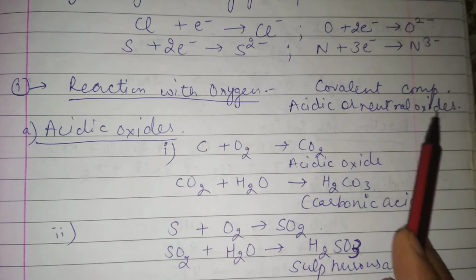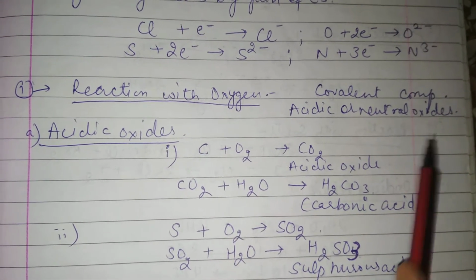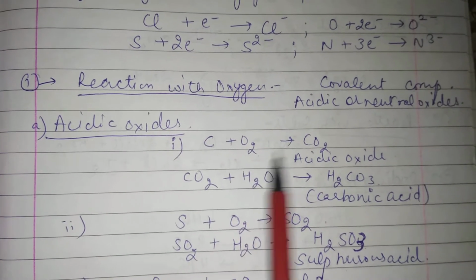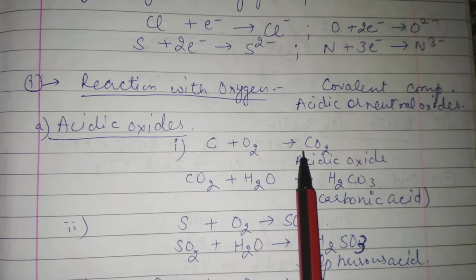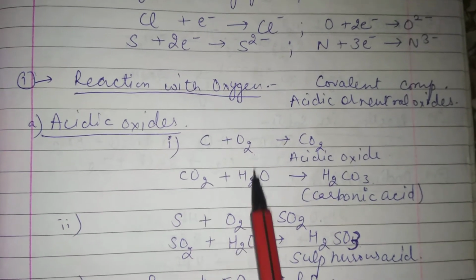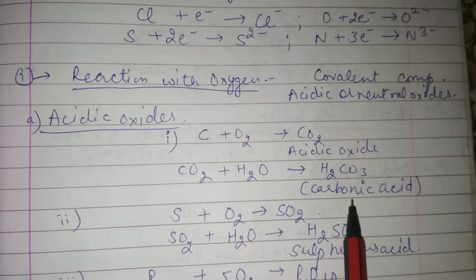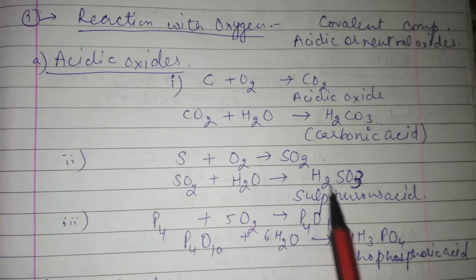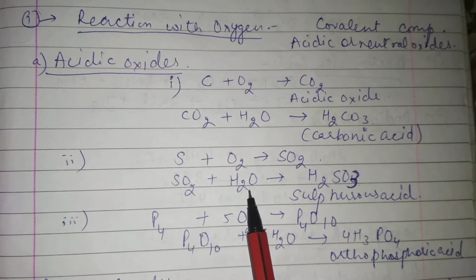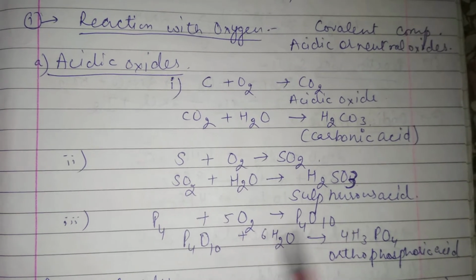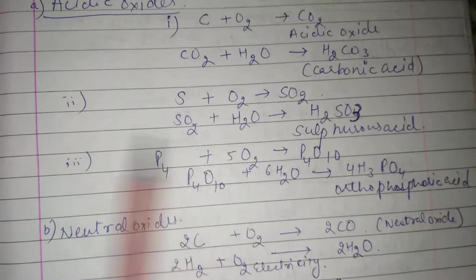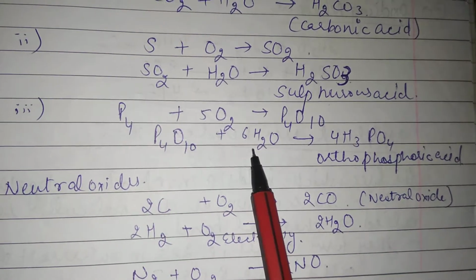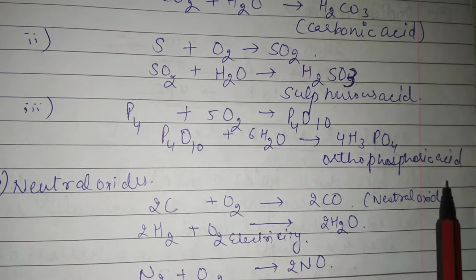They will form a covalent compound, acidic or neutral oxide. First of all, we will discuss the acidic oxide. When carbon combines with oxygen, it will form the acidic oxide, carbon dioxide gas. Carbon dioxide, when combined with water, will form carbonic acid, H2CO3. Sulfur with oxygen gives sulfur dioxide gas, plus water, it will form sulfurous acid. Phosphorus plus oxygen gives P4O10, and when it combines with water it will form orthophosphoric acid.